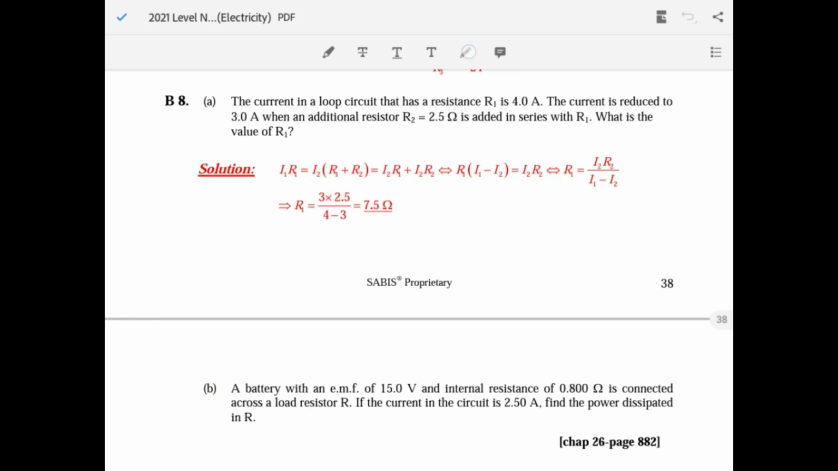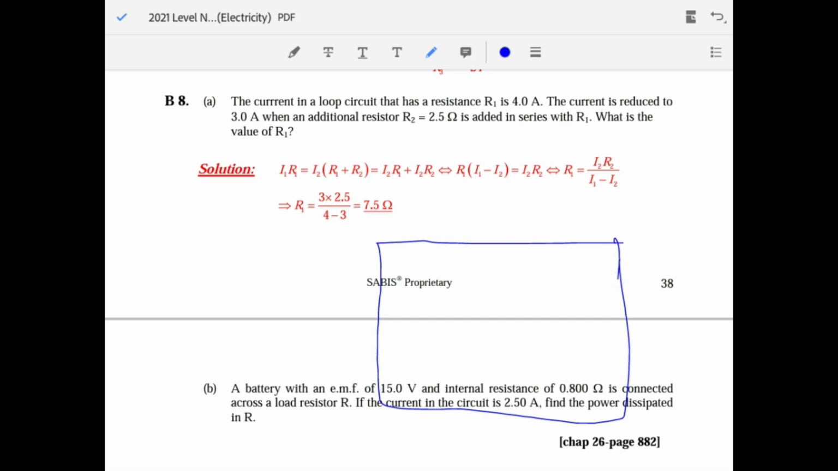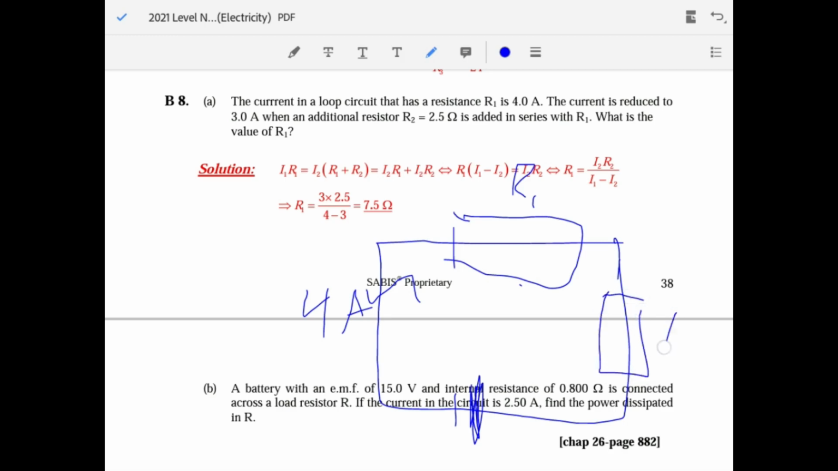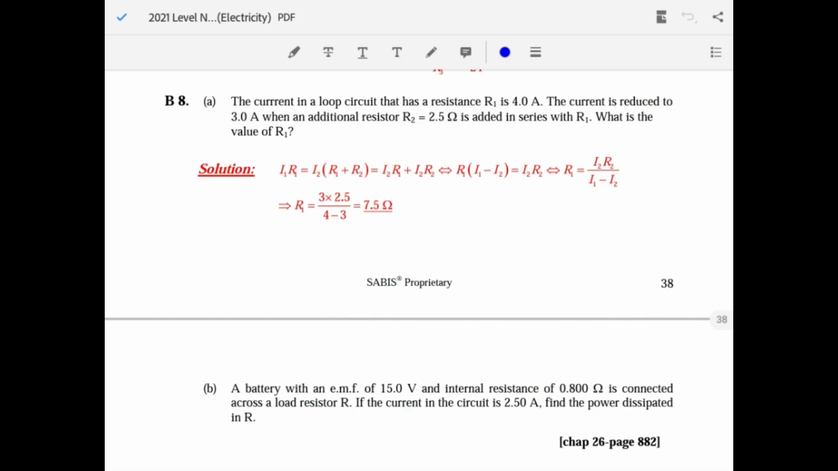The current in a loop circuit, so it's a loop, with a resistor R1, is 4 amperes. So when it's R1 here, it was 4 amperes. And then you have some sort of voltage source that supplies a constant voltage. The current is reduced to 3 amperes when an additional resistor R2 is added in series. So when R2 is added, you get 3 amperes, it's reduced. So you still have that same voltage source. How do you play it?